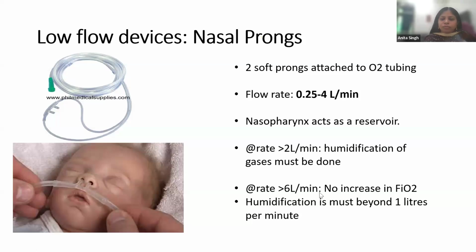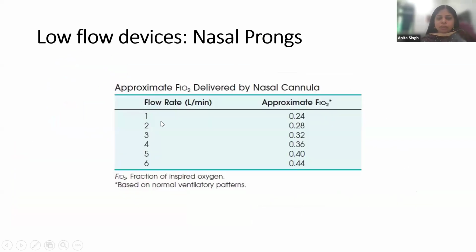When you increase the flow to more than 6 liters per minute, there is no advantage of increasing FiO2, and it can lead to a lot of irritation. So with the low flow devices, the flow is usually less. This is a chart which shows the approximate FiO2 delivery correlation with flow. With 1 liter, approximate oxygen delivery is 24%, and with 6 liters it is up to 45%. Mostly it is prudent to use up to 2 to 3 liters in newborns.